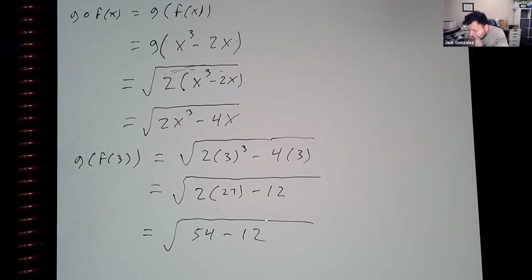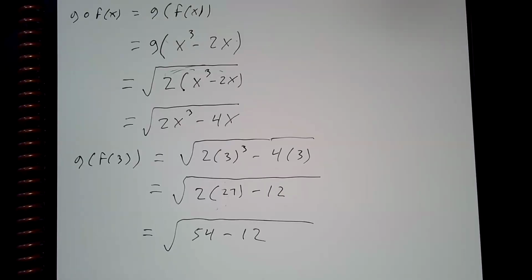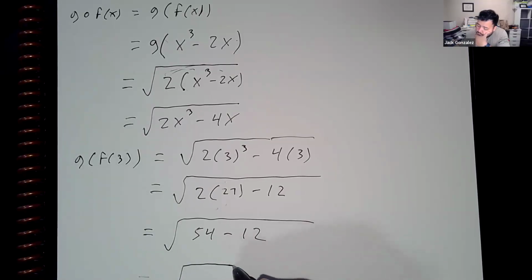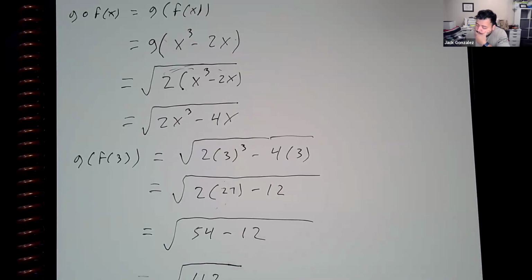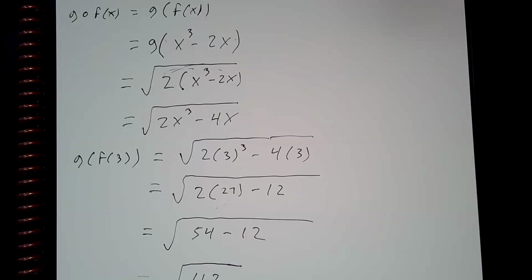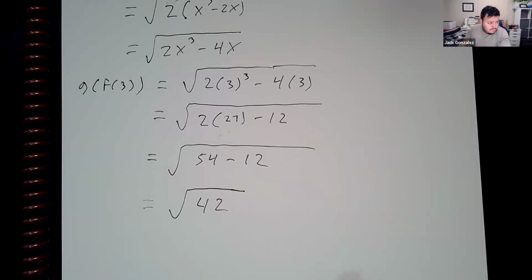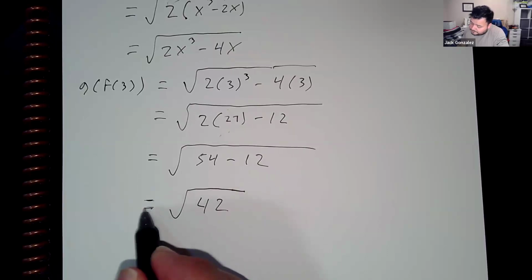Okay, I agree. 2 times 27, that's 54, right? Yes, 54. Minus 12. It's not going to be pretty, 42. It's not a perfect square, which is okay. But they will require you to simplify. Do you remember how to simplify square roots?